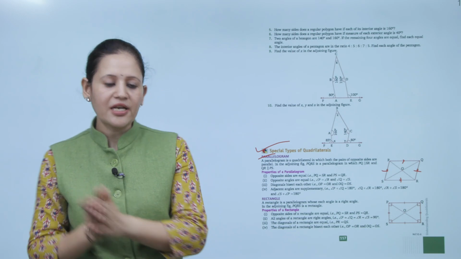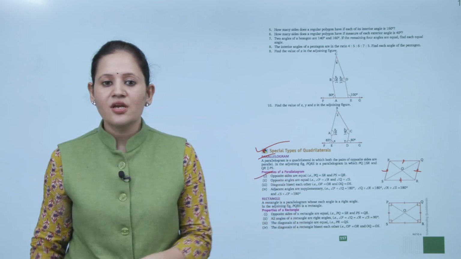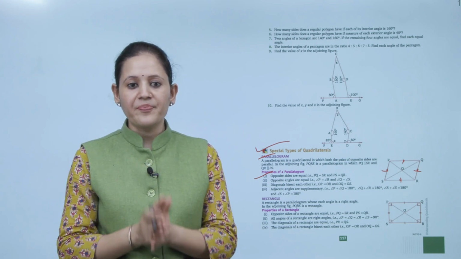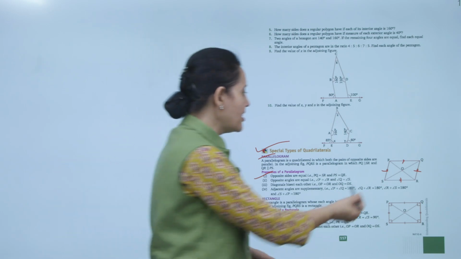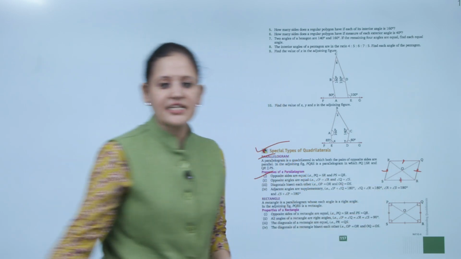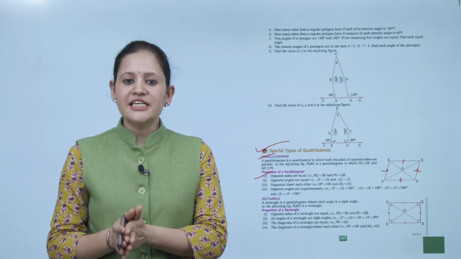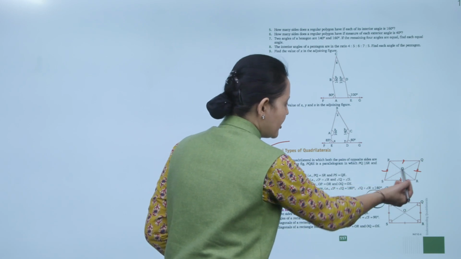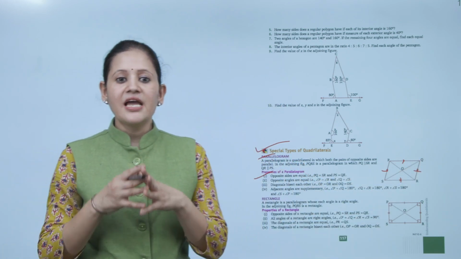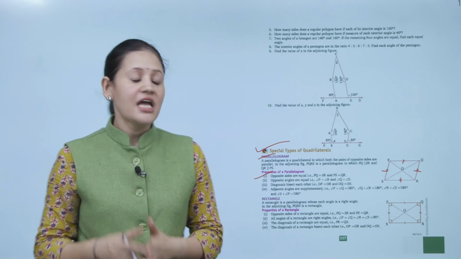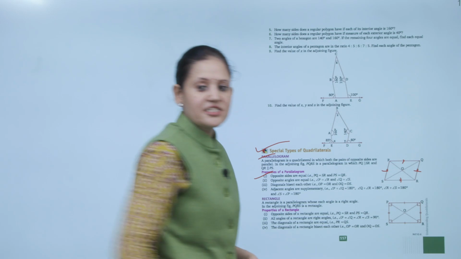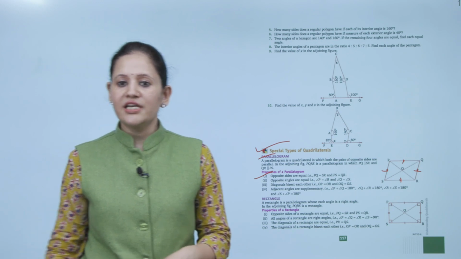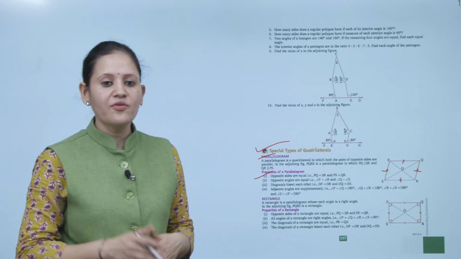Next, properties of a parallelogram. Opposite sides are equal, meaning PQ and SR are equal and PS and QR are equal. Opposite angles are equal, meaning angles P and R are equal, Q and S are equal. Diagonals bisect each other, meaning OP equals OR and OS equals OQ. Clear? Adjacent angles are supplementary, meaning angle P and Q equals 180 degrees, and R and S equals 180 degrees. Clear? And S and P are 180 degrees.